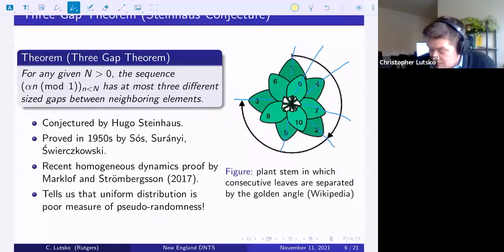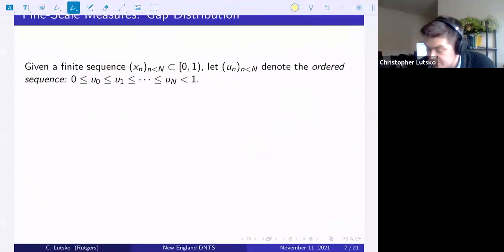Well, clearly these rotations are not random. They don't look random. They fail this fairly obvious test. So uniform distribution is a poor measure of pseudo-randomness on this kind of fine scale, on this finer scale. So this motivates the following definition, which is the gap distribution.